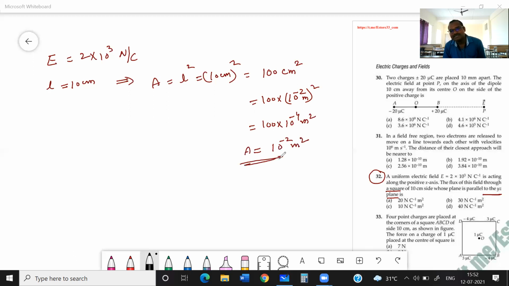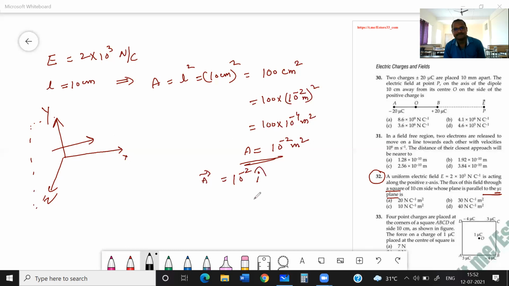And now they are saying that this area is parallel to the YZ plane. See students, imagine this is the x-axis, this is the y-axis, and this is the z-axis. So if the area is along the YZ plane, then the area vector will be along the x-axis only. That means if you consider the area vector, it should be along the x-axis.